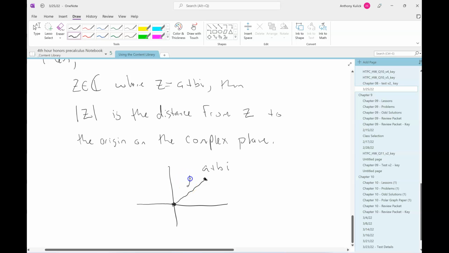So what does this distance got to be? Well, that's just the distance formula, right?